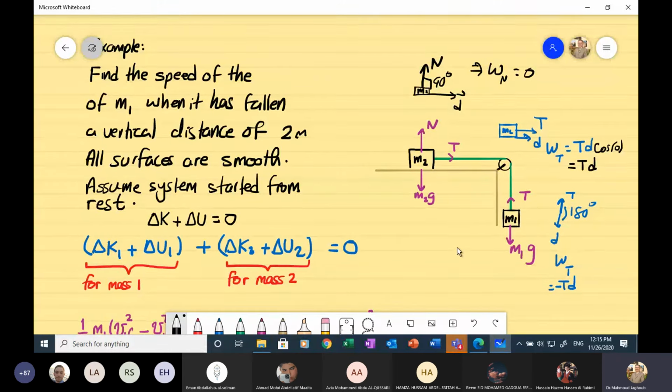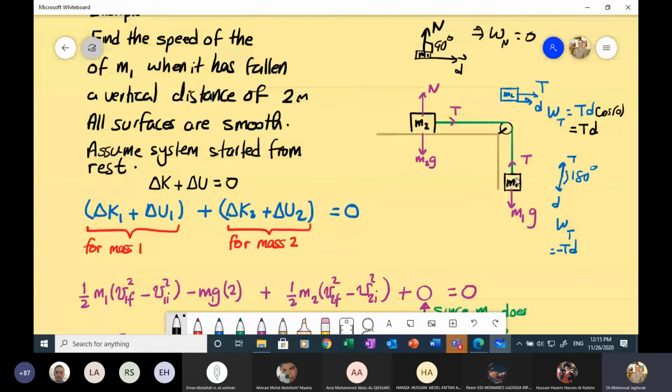But look at this. The same magnitude of tension acts up here, and the displacement D is downwards. Tension is upwards, D is downwards. There is an angle of 180 degrees between them. So you get the work equals to, let me say, minus T times D. Where did the minus come from? This minus is cosine 180 degrees.